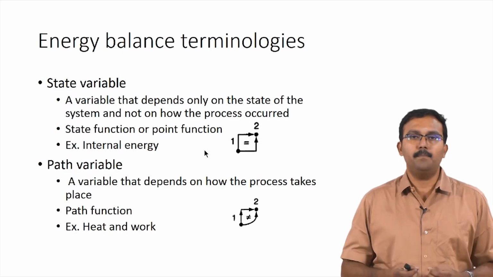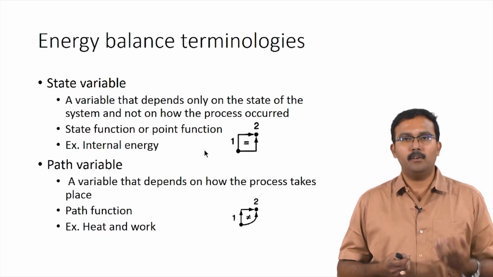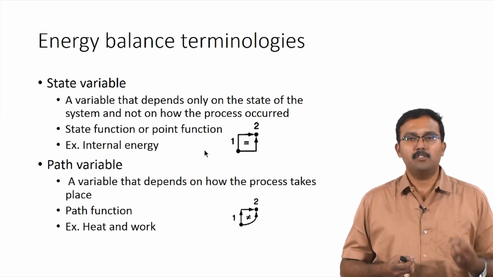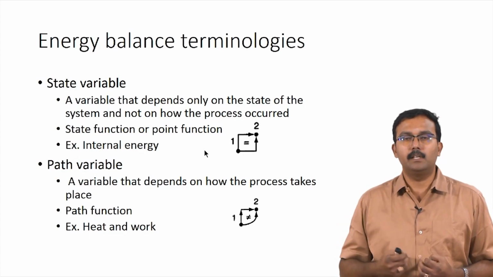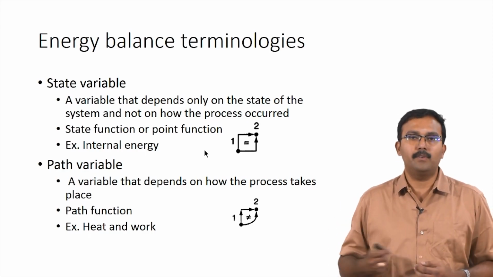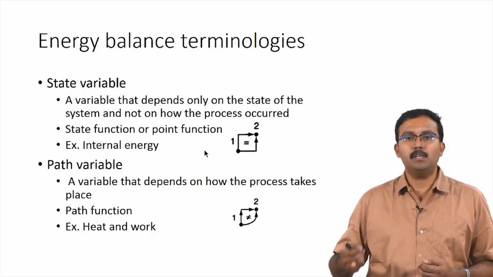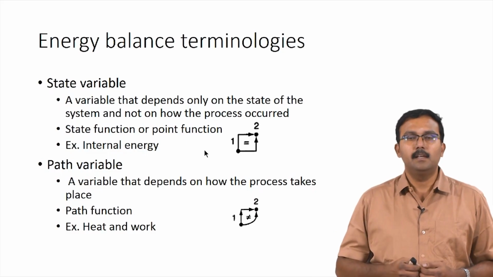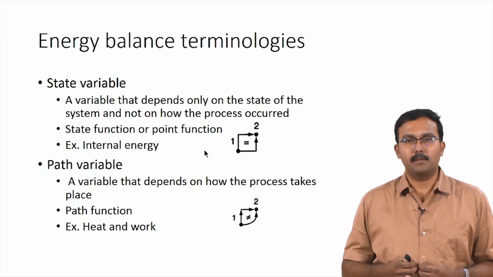Internal energy will depend on the temperature, pressure and composition of a system and does not depend on how the system gets to that particular point. Hence, it is a state or a point function. A path variable is a variable which depends on the process which actually takes place. It is also called a path function. Examples would be heat or work.